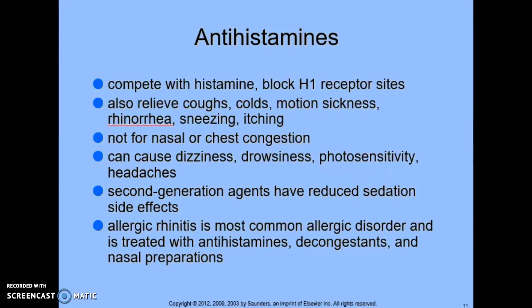Allergic rhinitis is the most common allergic disorder and is treated with antihistamines, decongestants, and nasal preparations. And what are the greatest concentrations of histamine? Where are they? They are in the skin, the gastrointestinal tract, and the lungs. These are the organs most frequently exposed to environmental toxins and requiring protection from the associated damages.